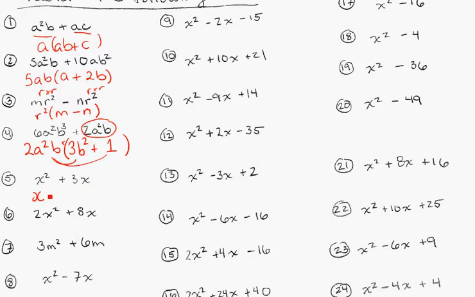Similarly with this one, both have an X, both have a 2X, leaving me with X plus 4, 3M from both, and an X from both.